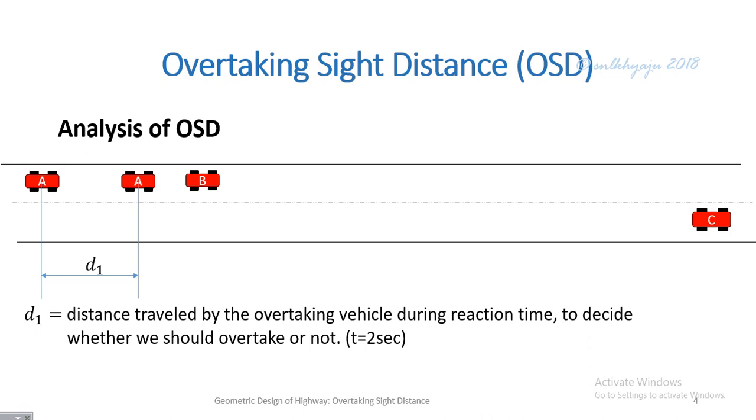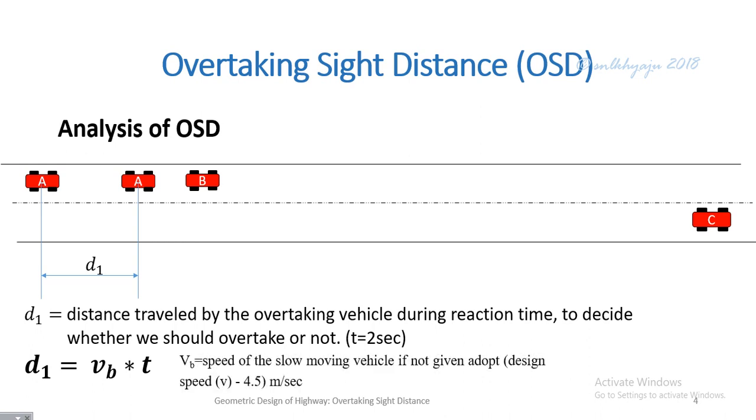So for the determination of distance d1 we use vb, that is, vb is the speed of the slow moving vehicle. That is, we have to follow the slow moving vehicle. So for the calculation of d1 we consider vb, the speed of the slow moving vehicle. vb is the speed of the slow moving vehicle. If not given, adopt design speed v minus 4.5 in meter per second.